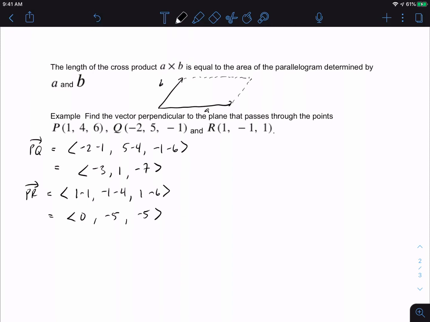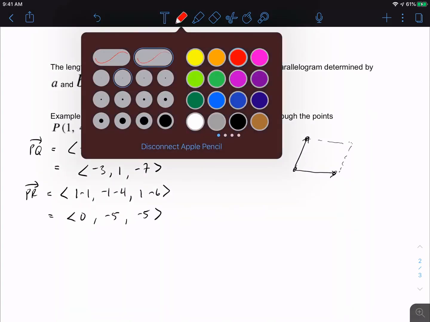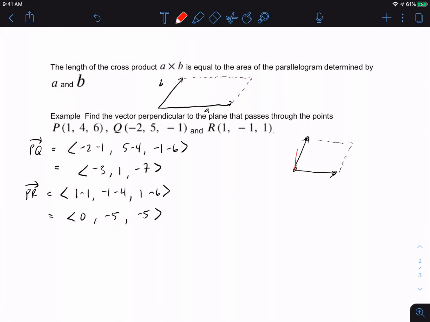I'll just draw a picture so you guys can see. If I had a point, a point, a point, and these two vectors, this ends up forming a plane, right? The resulting vector is basically going to be shooting straight up and down, coming through the page, perpendicular to that plane.